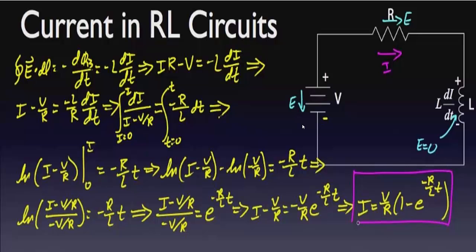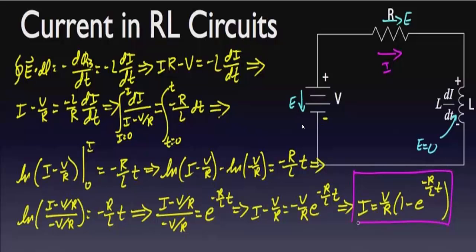You integrate the left side from I equals 0 to I, because you have di, and the right side from t equals 0 to t, because it's dt. You integrate and you get the natural log of I minus V over R, from 0 to I, equal to negative R over L times t, because those are the integration answers. After more simplification, you get natural log of I minus V over R, minus natural log of negative V over R, equal to negative R over L t. Simplifying further, you get natural log of (I minus V over R) over (negative V over R) equal to negative R over L times t.